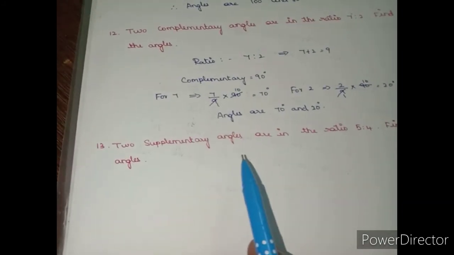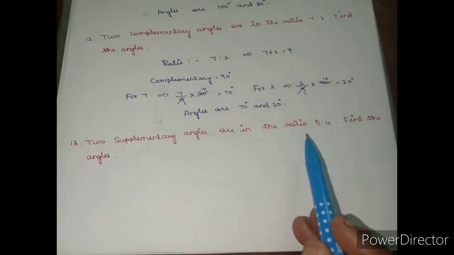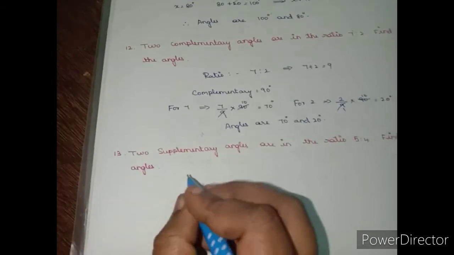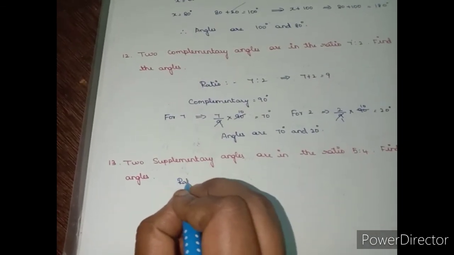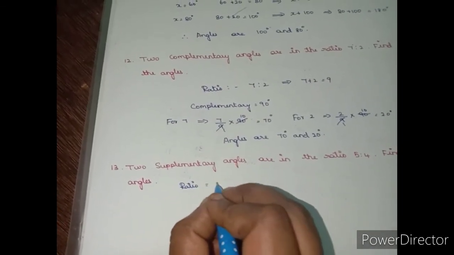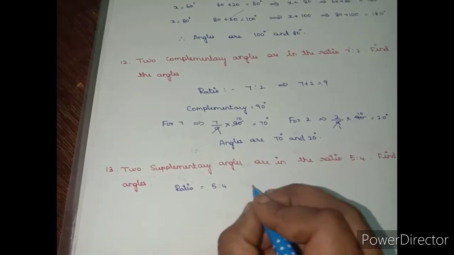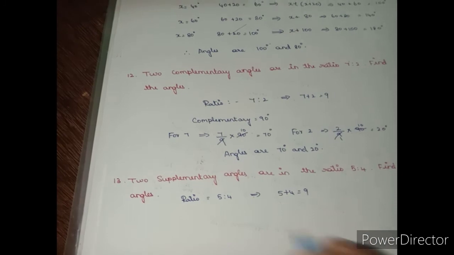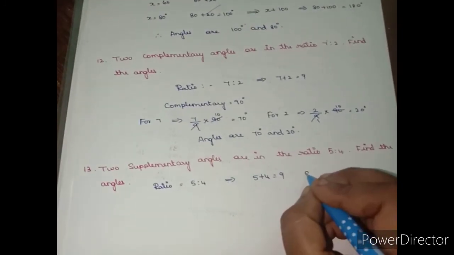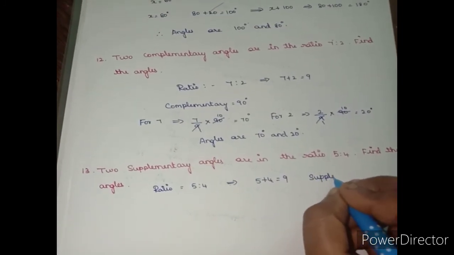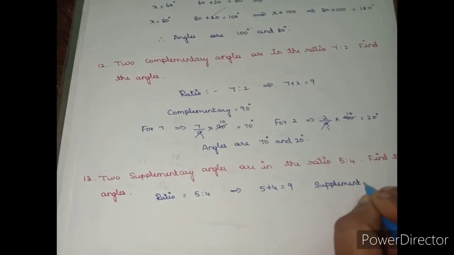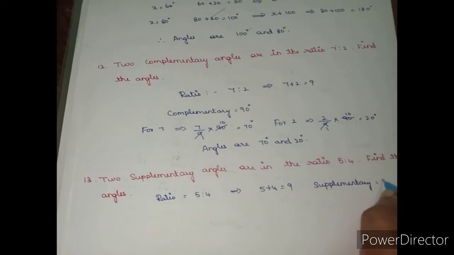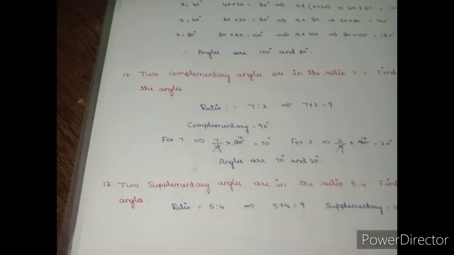Next sum. See the next question. Two supplementary angles are in the ratio 5:4. Find the angles. So what is the ratio given? 5:4. So what we will do? 5 plus 4 equal to 9. So what is supplementary means? Yes, 180 degree.